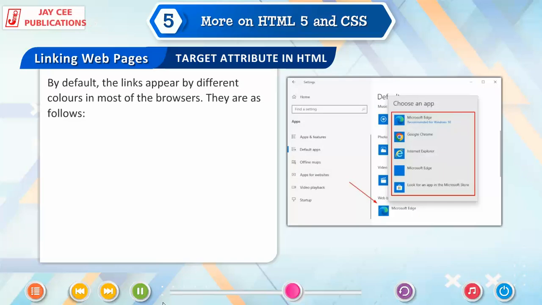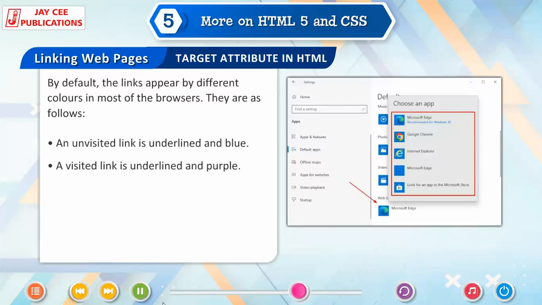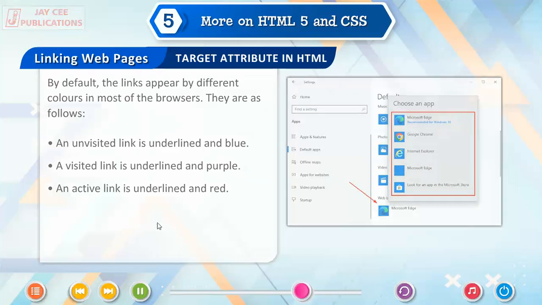By default, the links appear in different colors in most of the browsers. They are as follows. An unvisited link is underlined and blue. A visited link is underlined and purple. An active link is underlined and red.